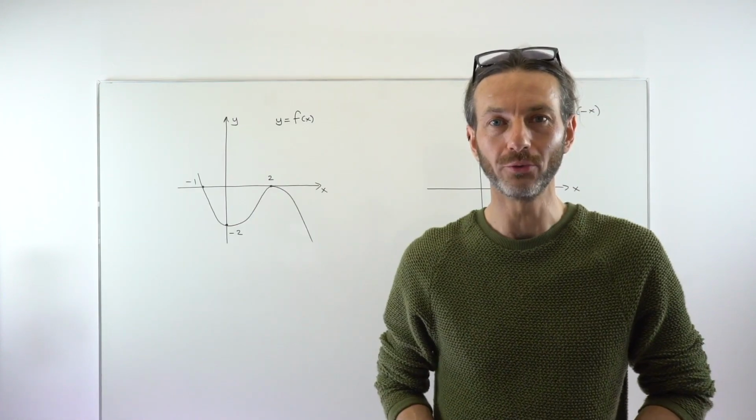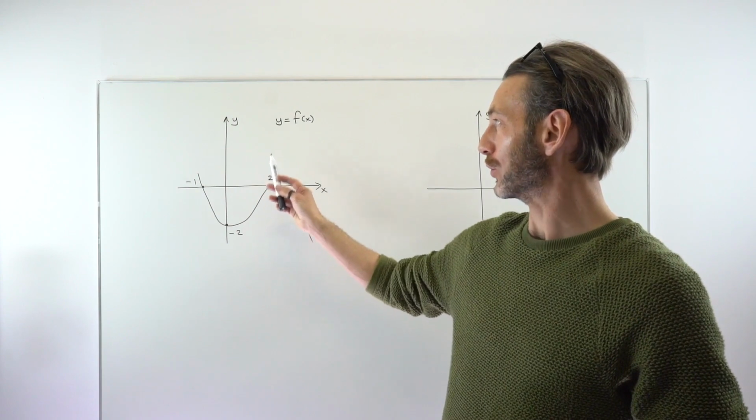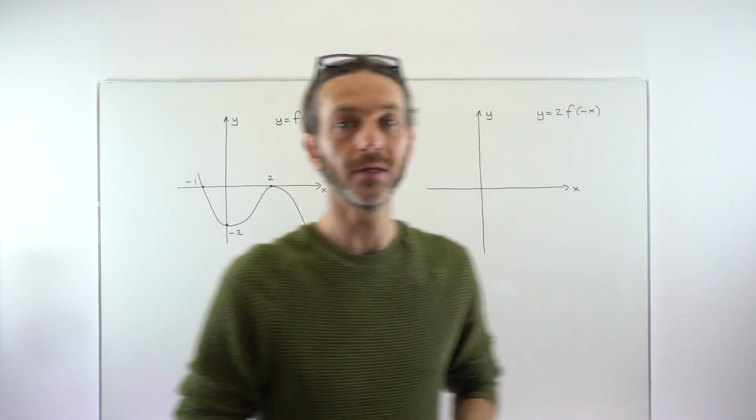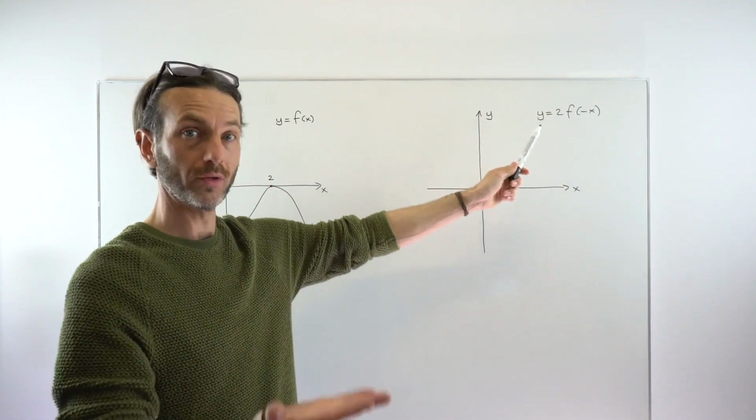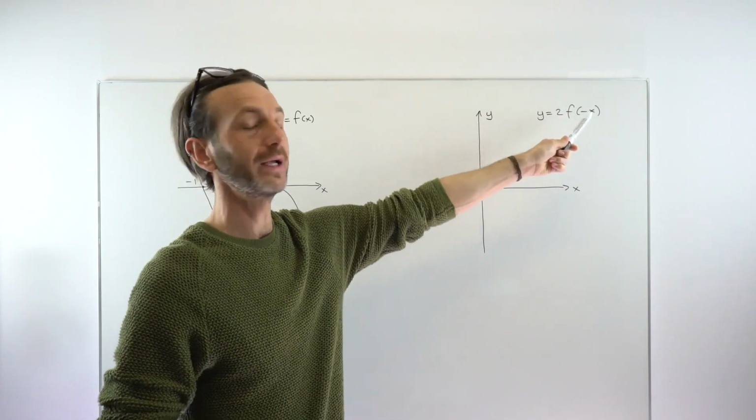Question 4 is our graph transformation question. They're giving us this graph, which is f of x, and they want us to sketch the graph of the transformation of that function, so 2f of minus x.